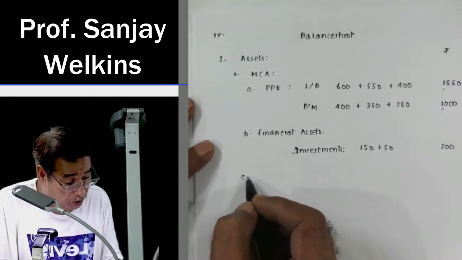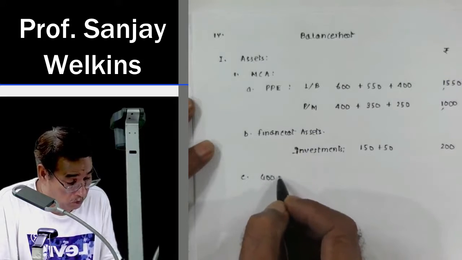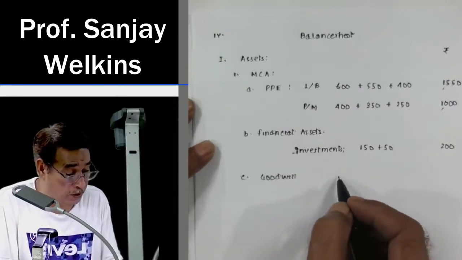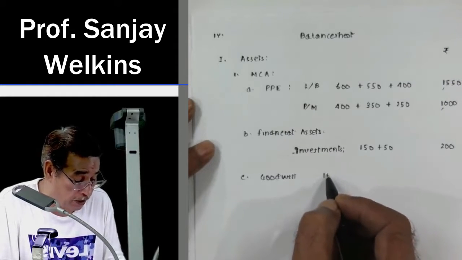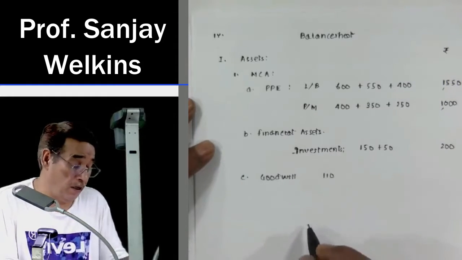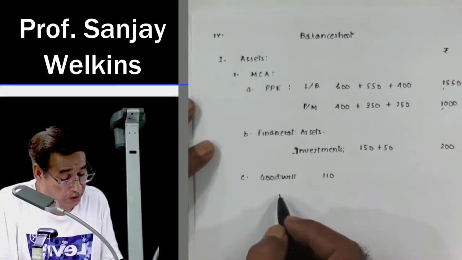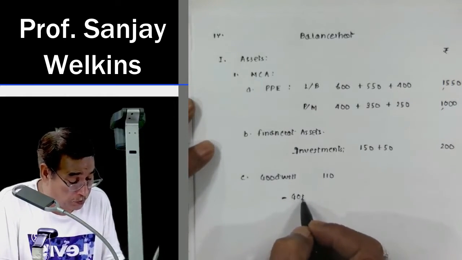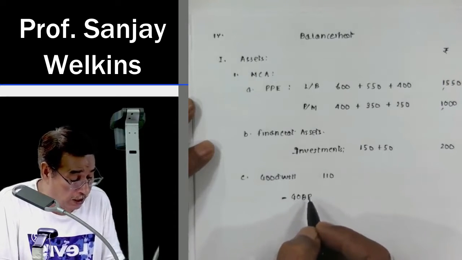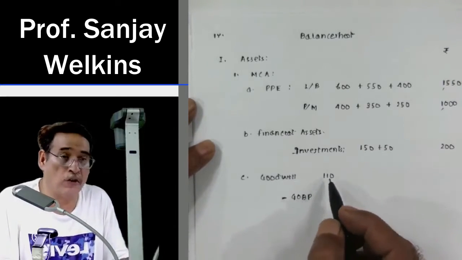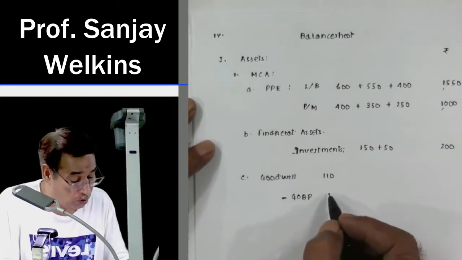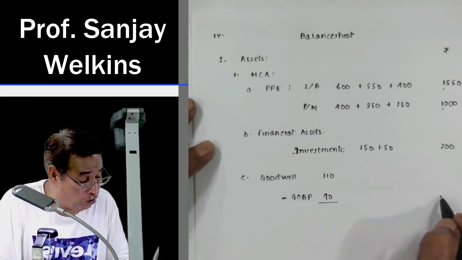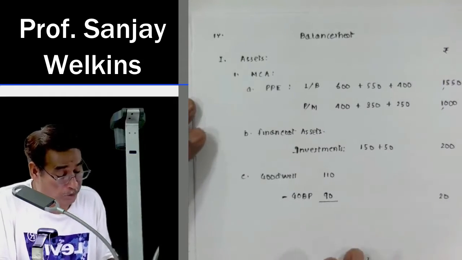Then goodwill. If you remember, when we took over the business of X Limited, there was goodwill to the extent of 110. Correct? But when we took over the business of Y Limited, there was gain on bargain purchase. So it is always better to set off goodwill and gain on bargain purchase with each other because the amount of goodwill is higher. So gain on bargain purchase, I am setting it off against goodwill. So net goodwill I will write over here now 20.